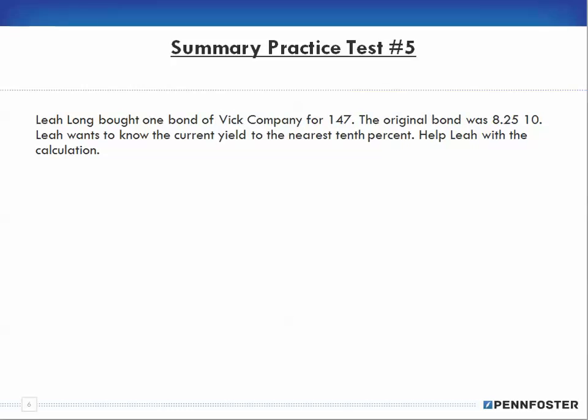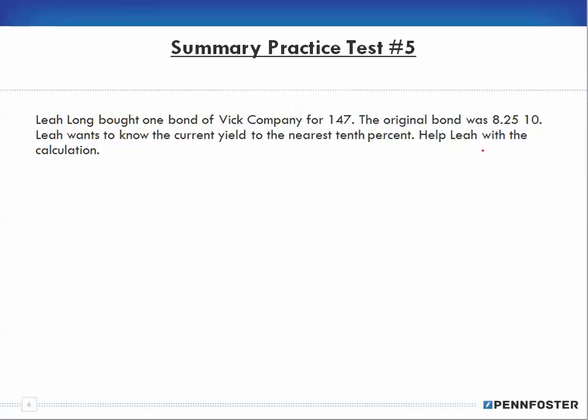All right, so we're down to problem number 5, and it says here, Leah Long bought one bond of Vic Company for 147. The original bond was 8.25%. Leah wants to know the current yield to the nearest 10% and help her with this calculation.